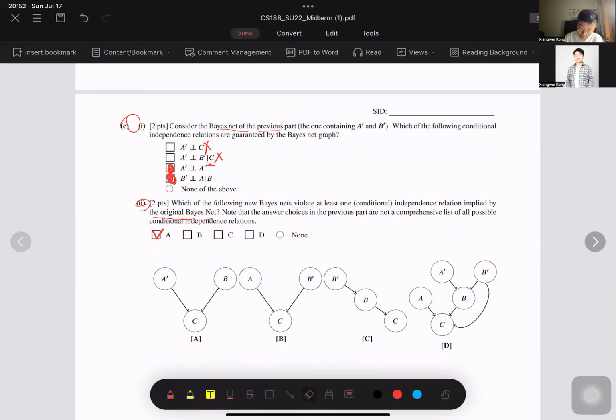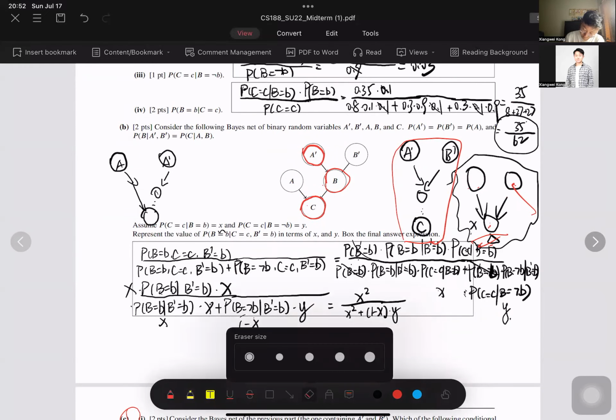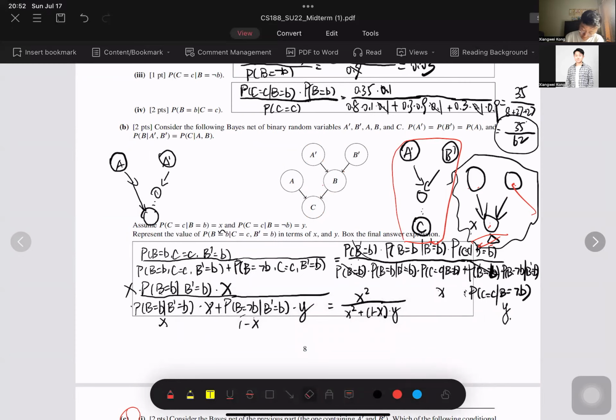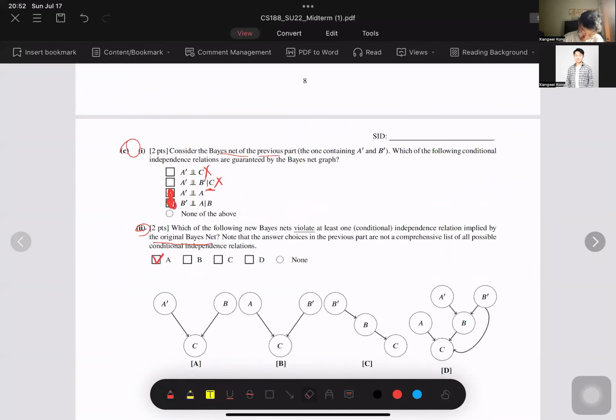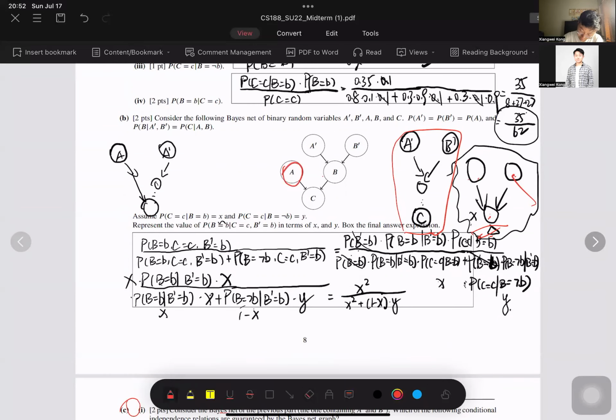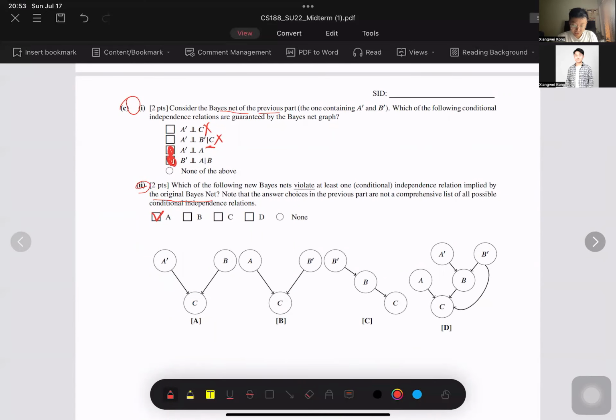For B, A, C, and B, it says if C is not given, then A and B prime are conditionally independent. So we erase them, A, B prime, and C. On this graph, it also says if C is not given, then this triple will be inactive. So A and B prime will be independent of each other. So it doesn't violate any relation. So it's correct, and we don't choose B.